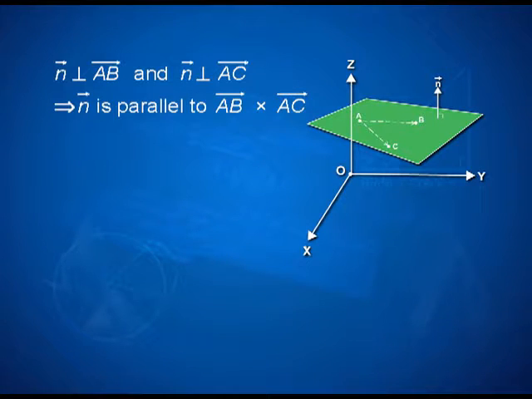Let us begin with taking that vector n to be parallel to the cross product of vector AB and vector AC. Since vector algebra taught you that cross product of any two vectors is always perpendicular to the given two vectors.